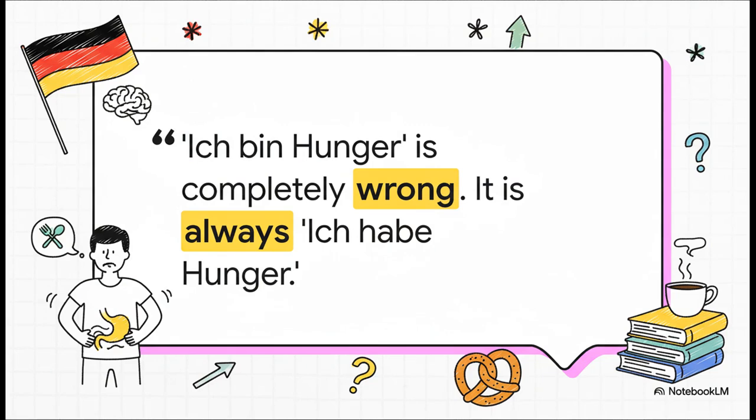So let this be the one thing you really take away from today. You've got to burn this phrase into your memory. It is always ich habe Hunger. In German, you have hunger and you have thirst. You never are them. It's a fixed rule. It's not going to change.